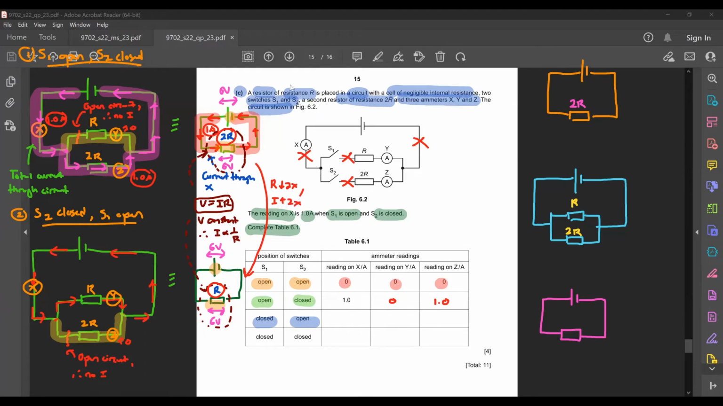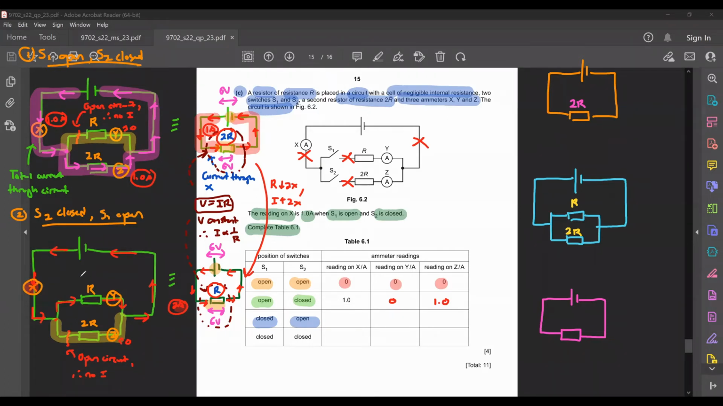So my current here being 1 amp, that would mean that my current through my second circuit would be double. It will be 2 amps. Now, this current of 2 amps is the total current flowing through the circuit, which is the current that's measured by my ammeter X.